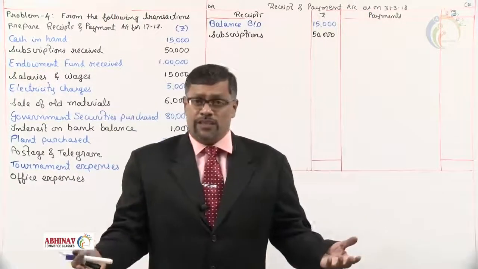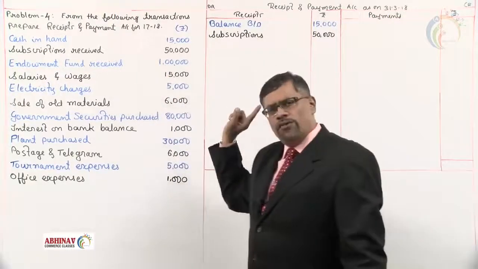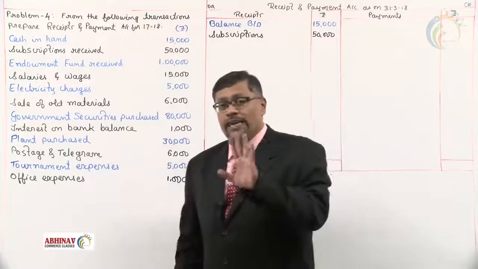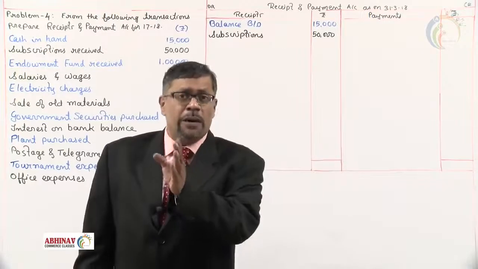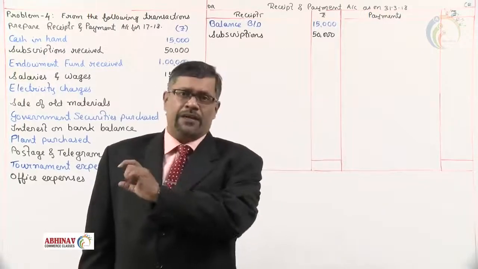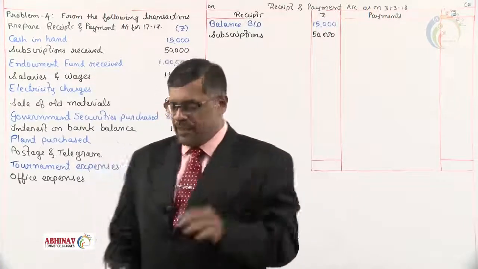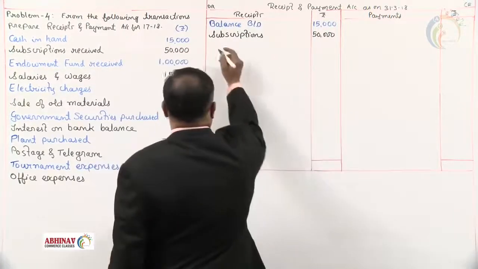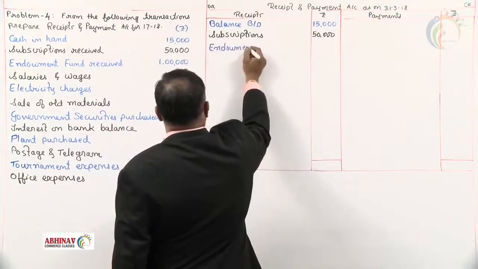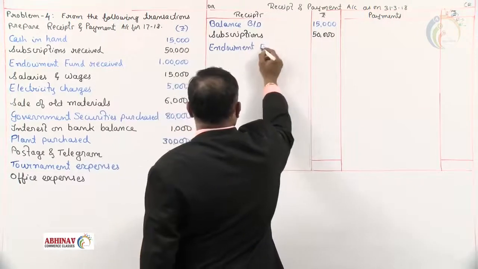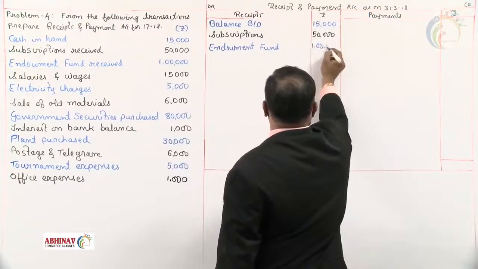The next, endowment fund received. Again, it's a donation received. Endowment fund received, 1 lakh. We'll record the full 1 lakh in the account. We cannot use the full 1 lakh at a time; of that endowment fund, we should use a certain portion every year. But when we receive it, show it as a receipt on the receipt side, the full 1 lakh rupees.